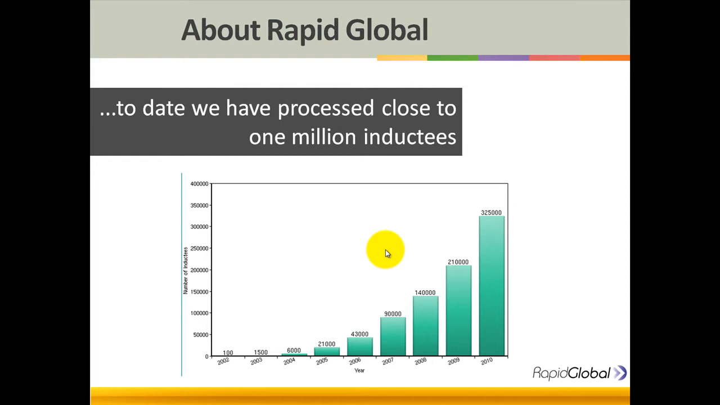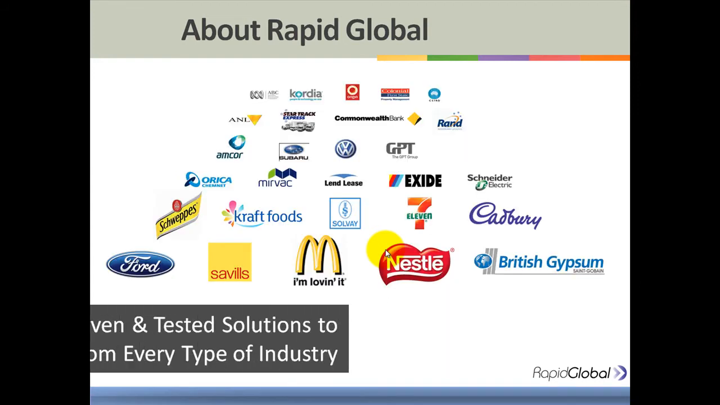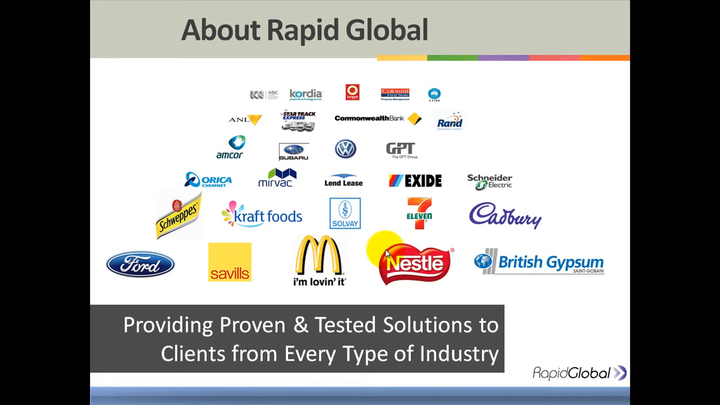To date, we've processed nearly 1 million inductees through our training system, and you can see there the growth year by year as our system continues to grow. The systems are proven and tested by companies that you're seeing in front of you now, companies such as McDonald's, Nestle, British Gypsum, Kraft, Schweppes and Ford, who are all using our systems in varying degrees and getting the benefits that come along with those. Hopefully today in the webinar we'll be able to show you exactly what those benefits are, and you'll be able to see why Rapid Global is able to help you with your health and safety and compliance needs.